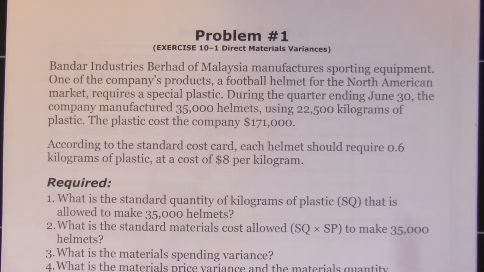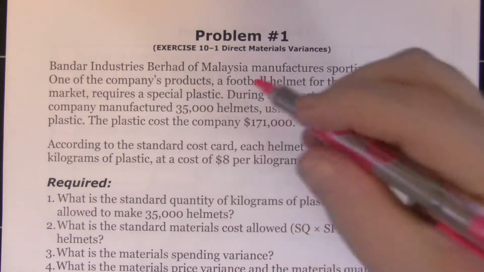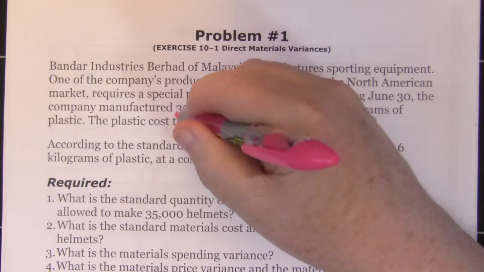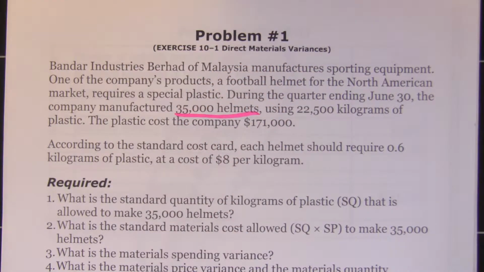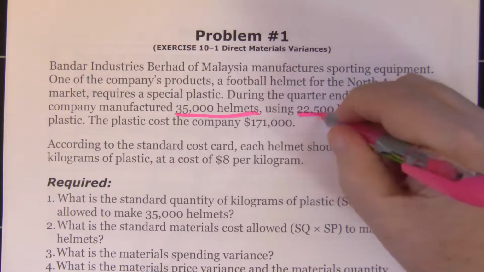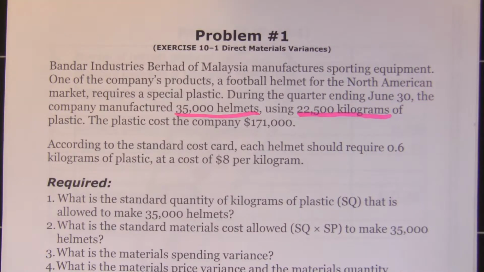So Bandar Industries manufactures sporting goods. One of the company's products is a football helmet, which requires a special plastic. During the quarter ending June 30, the company manufactured 3,500 helmets. It's probably important. It's a number. I'm an accountant, and accountants use a number, using 22,500 kilograms of plastic.